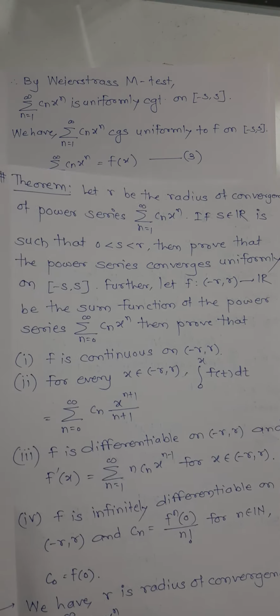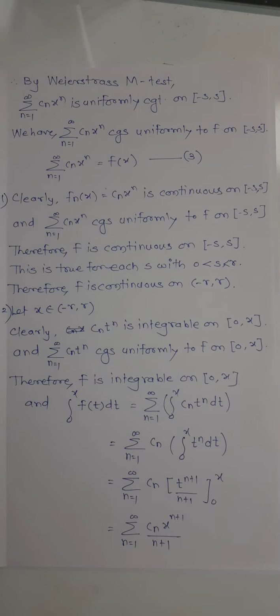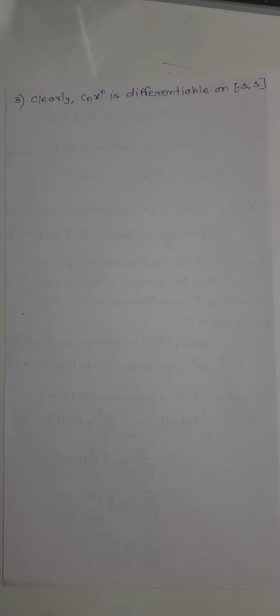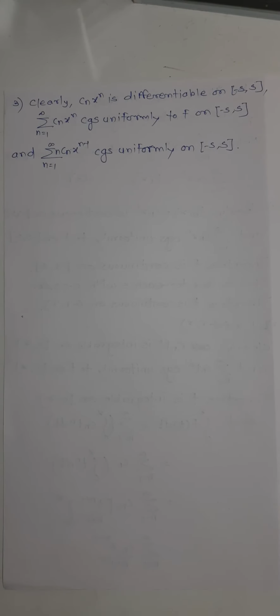Let us go for the third one, whether it's differentiable. See, clearly c_n x raised to n is differentiable. It's a polynomial function, that's why it is differentiable on the interval minus s to s, and this series converges uniformly to f on the interval minus s to s. Nothing is new, we have already written this many times. And the summation n c_n x raised to n minus 1 converges uniformly in the interval minus s to s.